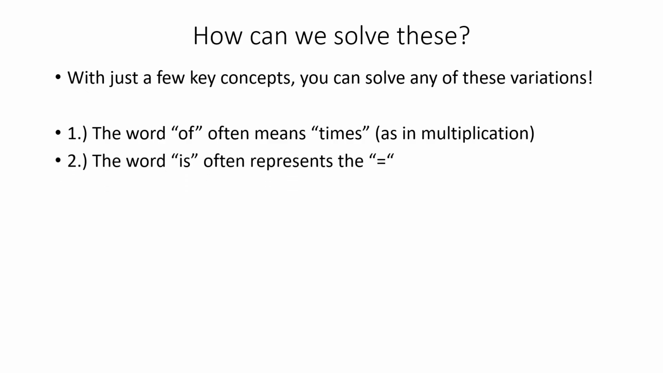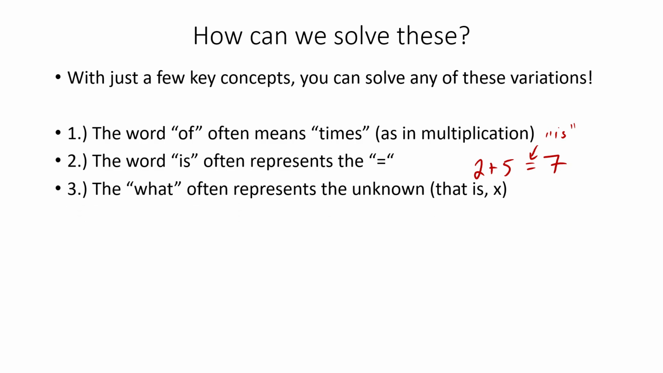The word is often represents the equal sign. We don't say it too much here, at least I don't where I've taught, but you could say 2 plus 5 is 7, and you might hear somebody say the word is there instead of equals. So 2 plus 5 is 7. So the word is often represents that equal sign.